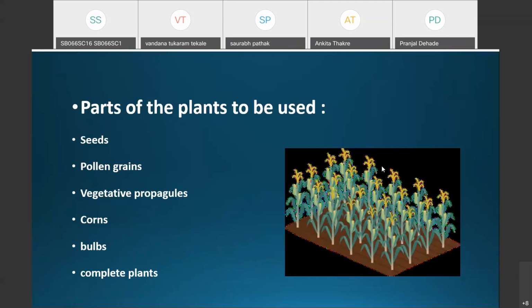Sometimes seedlings, the small plants, are also used to give the treatments. Because seedlings are small sized, they are easy to transport and easy to handle. So, besides the seeds of plants, seedlings are also used for mutation treatment.